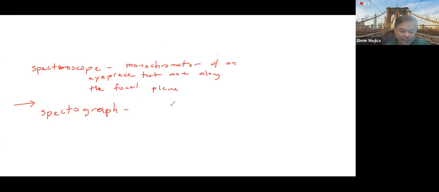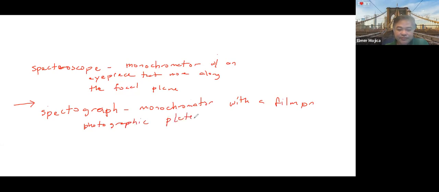So, meron ka pa rin what? Monochromator, pero meron kang film, or photographic plate. And it's located along the focal plane for photographic recording of spectra.